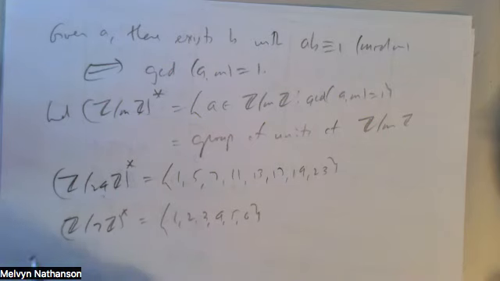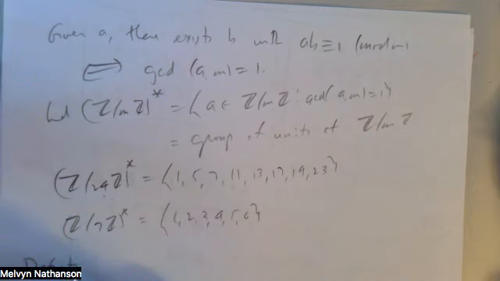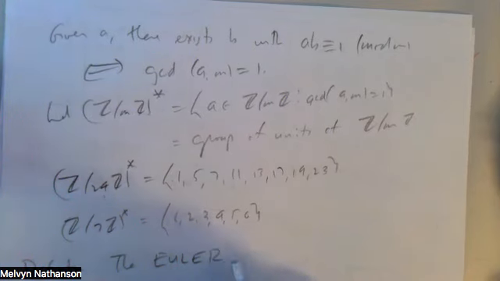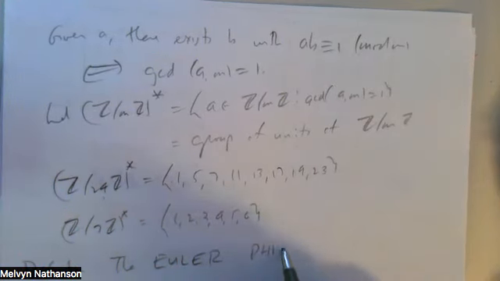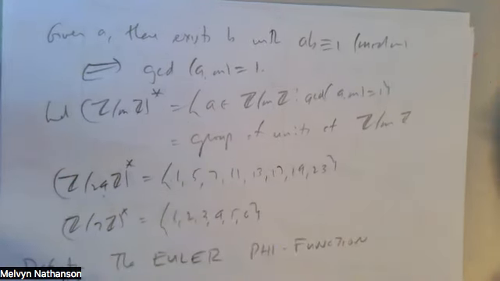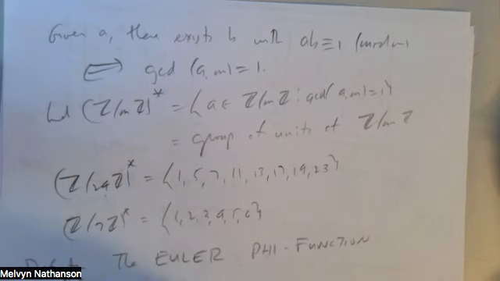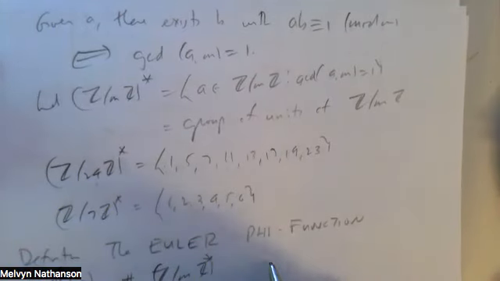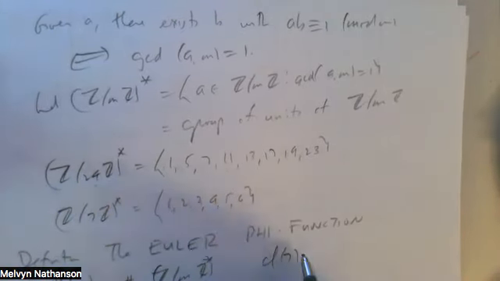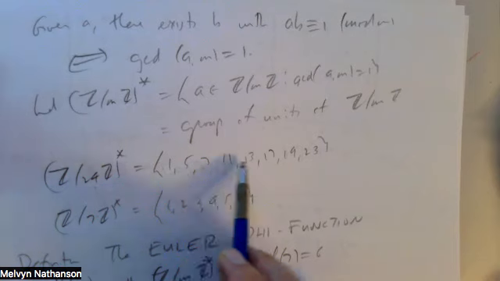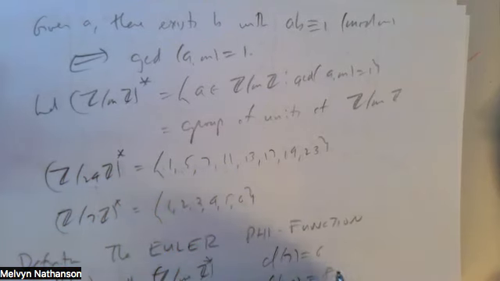And there's an important function called the Euler phi function. Euler is spelled E-U-L-E-R. Phi of M is the number of elements in Z mod MZ star. So you can see that phi of 7 is 6. Phi of 24 is 8, and so on.